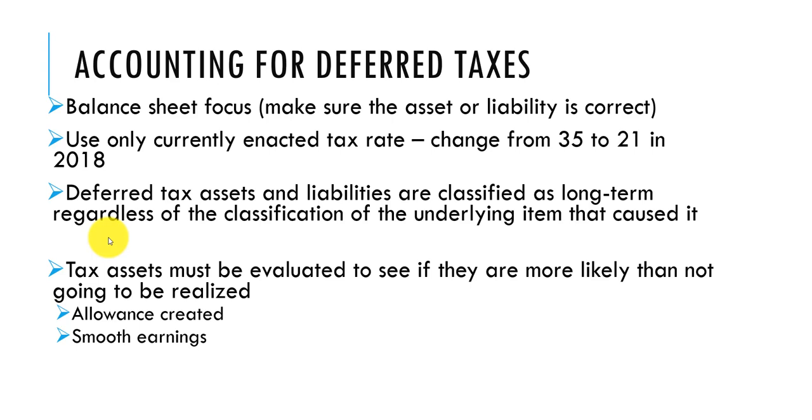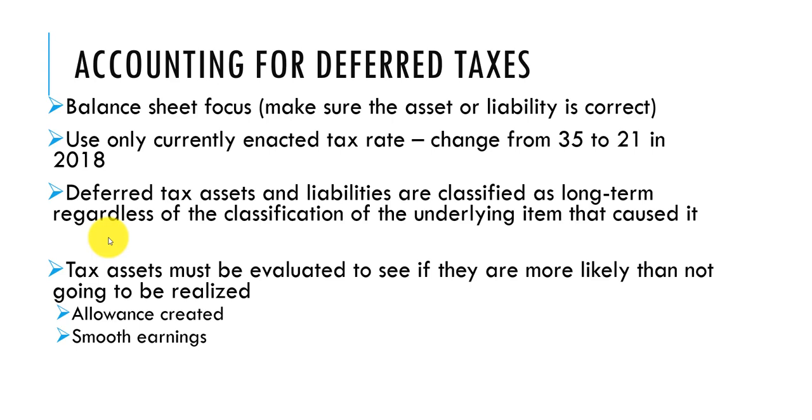If that's not the case, then you need to create an allowance, meaning basically what you're admitting is that some of these assets will never be realized. You'll never get a benefit from that future deductible amount, because you're not going to have enough income to utilize it. And that's what an allowance means. When you create an allowance, you credit the allowance and debit tax expense, just like when you increase the allowance for bad debts, you credit the allowance and debit bad debt expense.